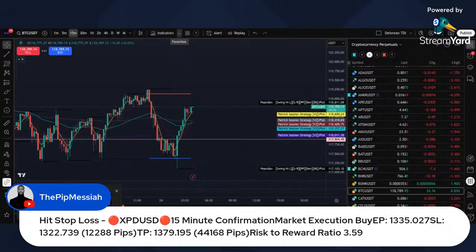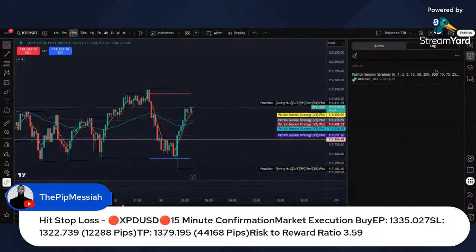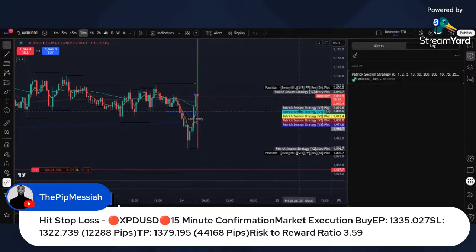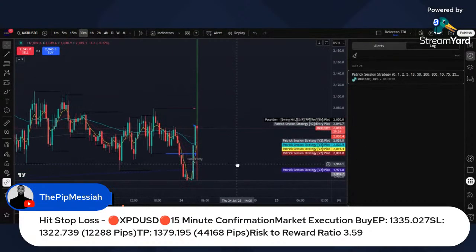All right, it does look like we have a buy opportunity on Maker versus Tether. Let's take a look at it. 30-minute confirmation, but it is gray, aqua blue. That's consolidation, so we will not be entering that trade.